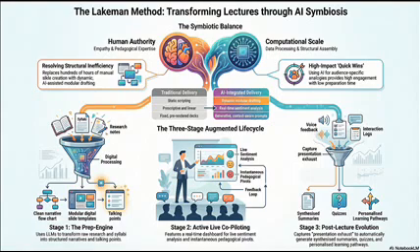Zooming out from the tea break, there's a much bigger picture emerging here. All of this exhaust data feeds into what the blueprints call the symbiotic loop. This loop is where we see the transition from a single, isolated lecture into an evolving educational ecosystem.